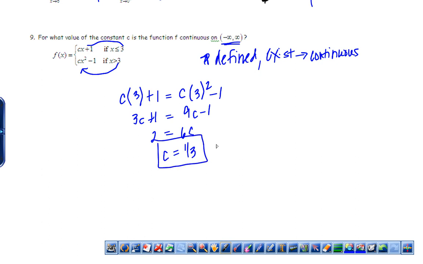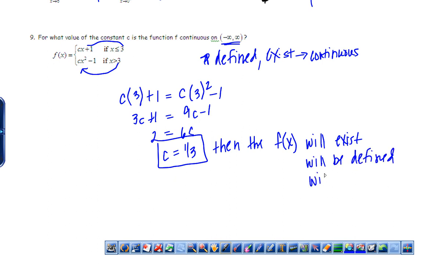If c is 1/3, then the function will exist. The function will be defined. Therefore, it will be continuous. And it all depends on c being this point.